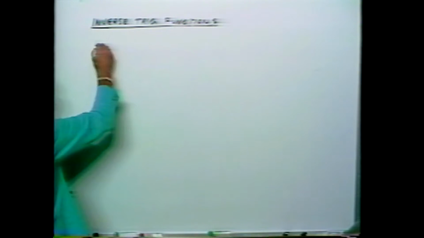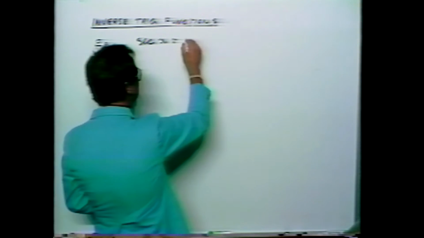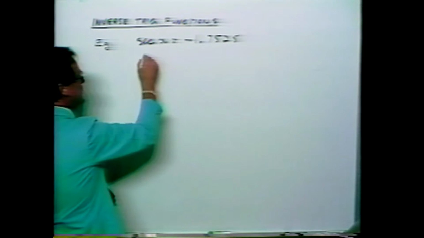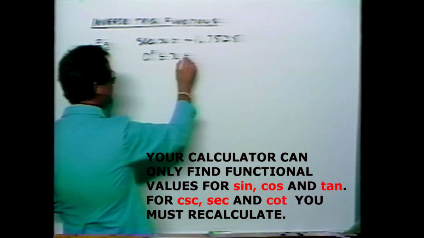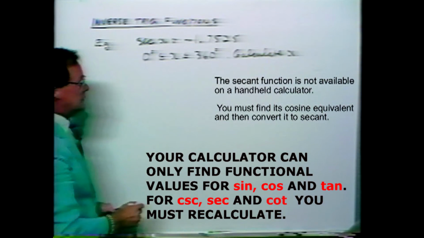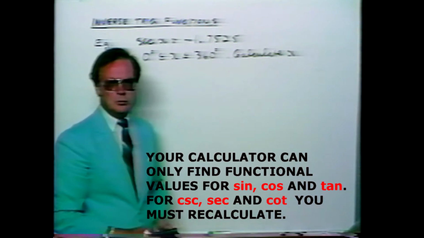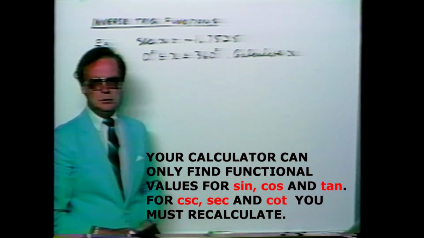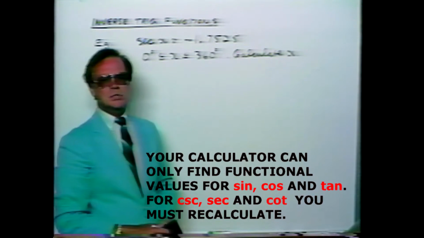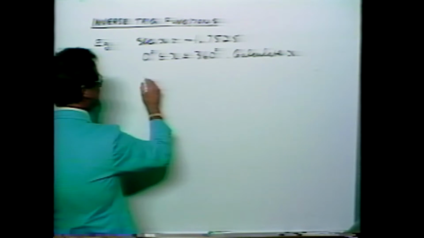In another example, we're given that the secant of x is equal to negative 1.7525, and we're to find the value of x between 0 degrees and 360 degrees. There is no inverse trig function for secant on your calculator. What you'll have to do, therefore, is deal with the problem through the inverse trig function cosine, which is the reciprocal of secant. So we turn the question around and look at the solution this way.